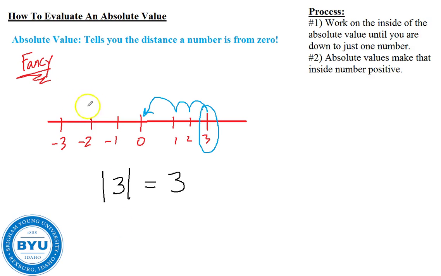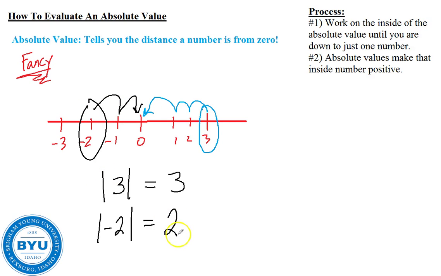Let's try it with this number here, -2. The absolute value of -2. Well, what's the distance of -2 from 0? Let's find out. It's 1, 2 spots. And so we would say the answer is 2.